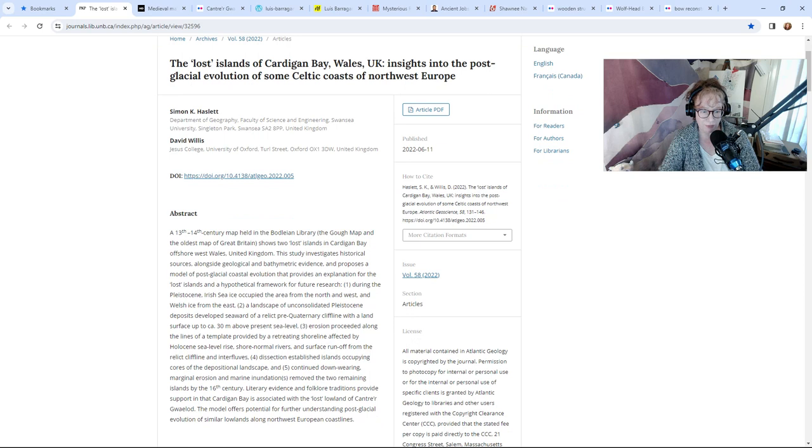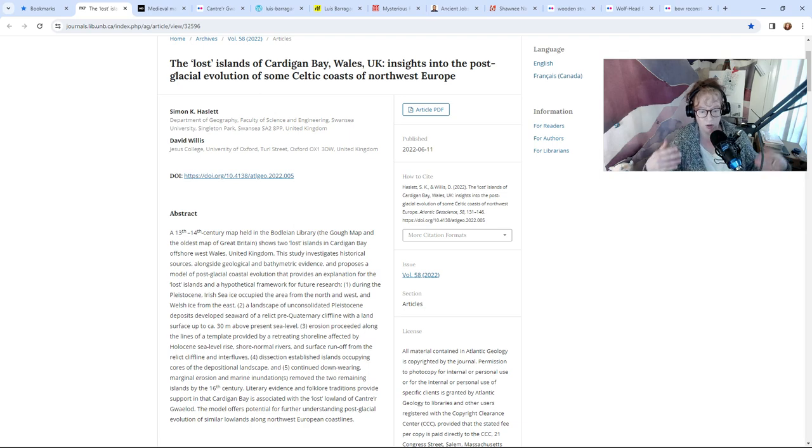A 13th-14th century map held in the Bodleian Library shows two lost islands in Cardigan Bay offshore West Wales, United Kingdom. This study investigates historical sources alongside geological and bathymetric evidence and proposes a model of post-glacial coastal evolution that provides an explanation for the lost islands and a hypothetical framework for future research. During the Pleistocene, Irish Sea ice occupied the area from the north and from the west, and Welsh ice from the east. A landscape of unconsolidated Pleistocene deposits developed seaward of a relict pre-Quaternary cliff line with a land surface up to 30 meters above present sea level.